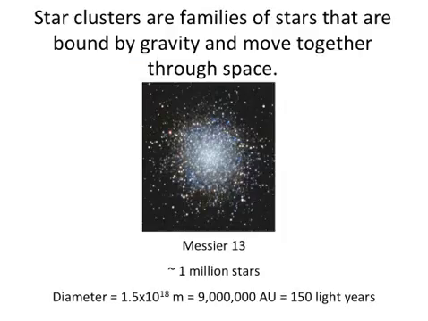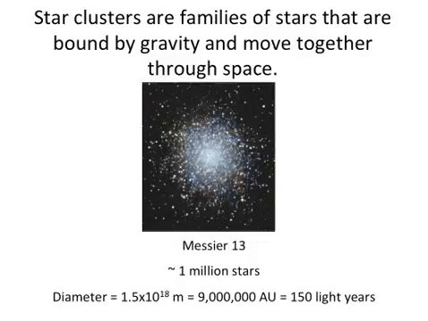Some stars, not all, but some stars are in something called a star cluster. A star cluster is a group of stars that are bound together by gravity, and they move together through space, but they're bigger than a solar system. In a star cluster, you can have 1,000,000 stars in a region of space that's 150 light years across, not 150 astronomical units, but 150 light years, much bigger than that.